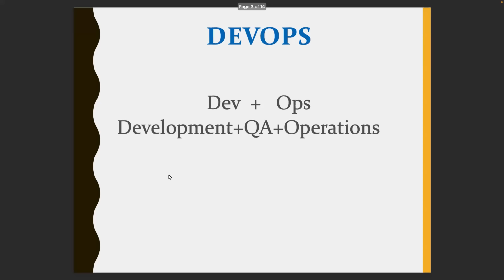Understanding what is DevOps. DevOps is nothing but a combination of two terms, let's say Dev and Ops, right? So a combination of development and operations is DevOps. But what exactly is happening at the back end? Let's understand this in detail.